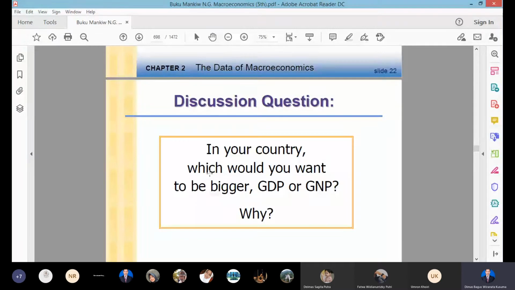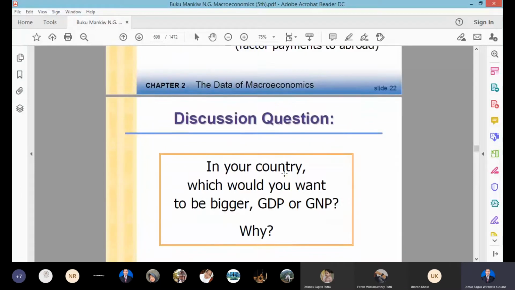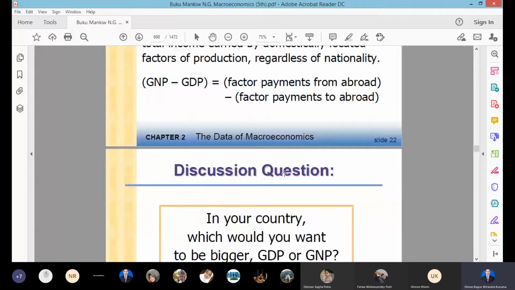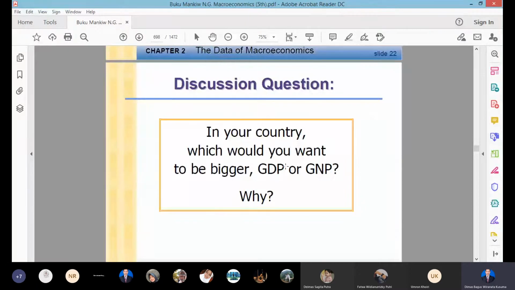In your country, which would you want to be bigger, GDP or GNP? Why? From the above definition, we could agree that the GNP should be bigger compared to the GDP, because the GNP is the income that really represents the Indonesian citizens' income or earnings across the world. But GDP here only represents the income of either Indonesian or foreign citizens that are working in Indonesia only. And the share of the GDP may be contributed more by foreigners, not the local citizens, if we look at the GDP only.